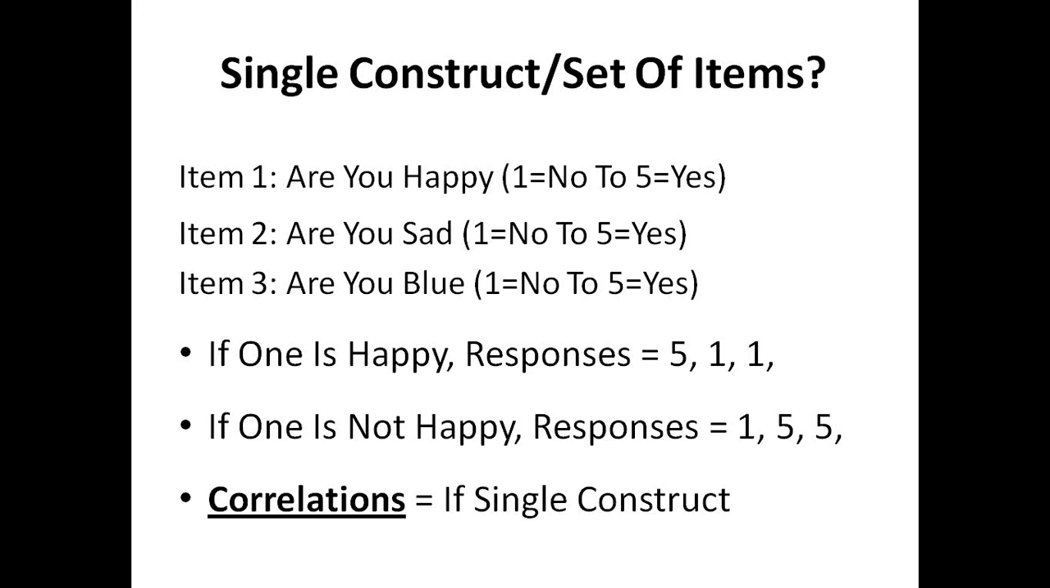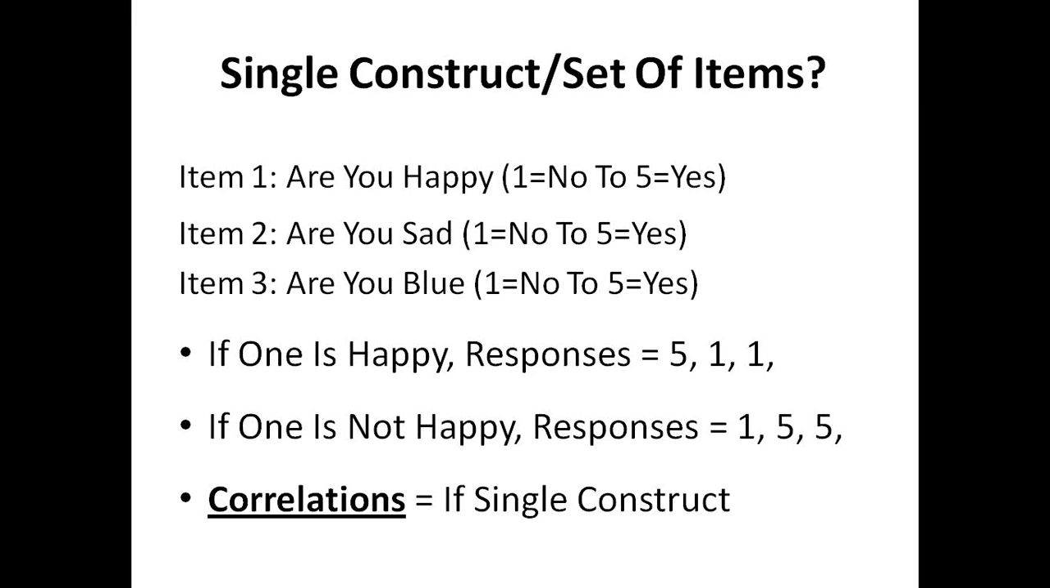So are you happy? 5. Are you sad? Probably 1. Right? And then you can see if one is happy, the responses are 5, 1, 1. Right? So item 3 should mirror item 2. Are you sad? 1, no, not if you're happy. Are you blue? 1, no, not if you're happy.